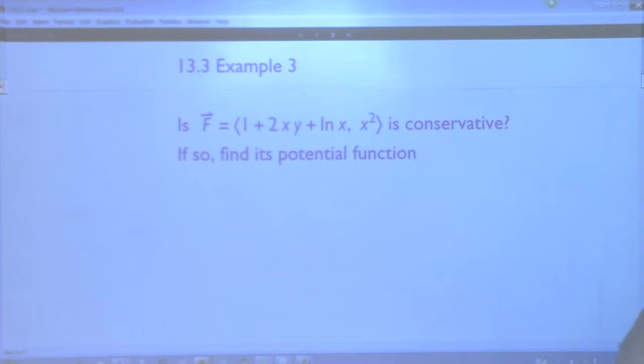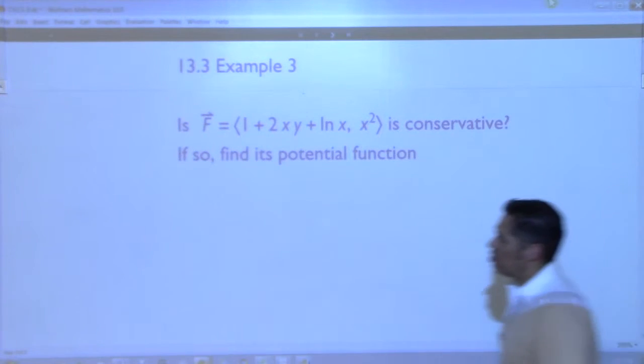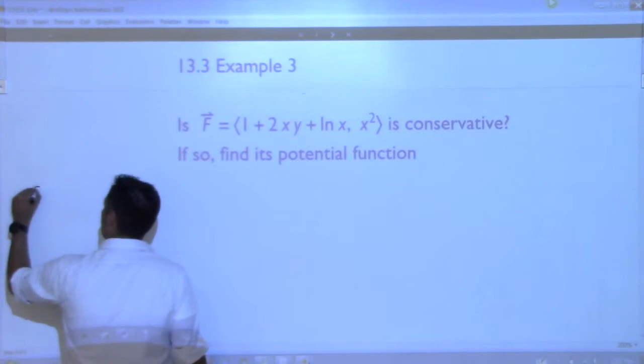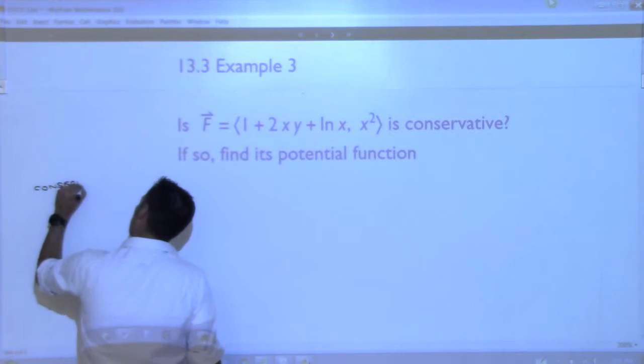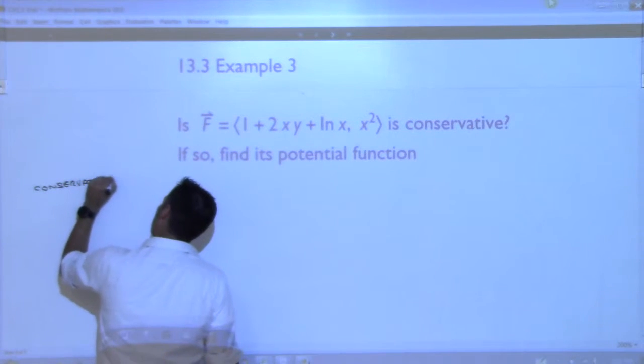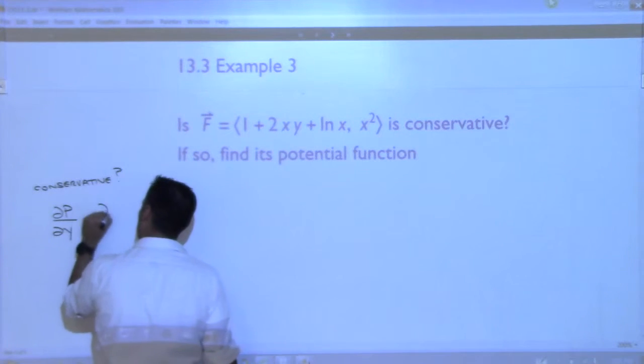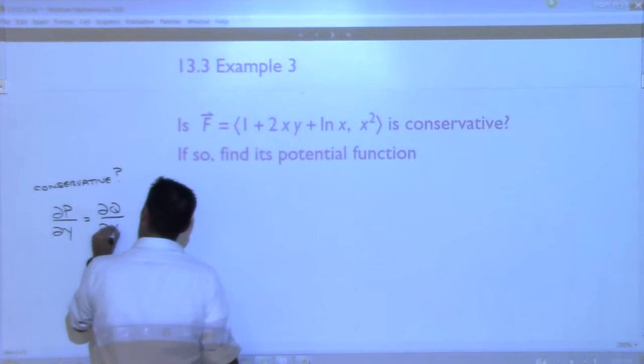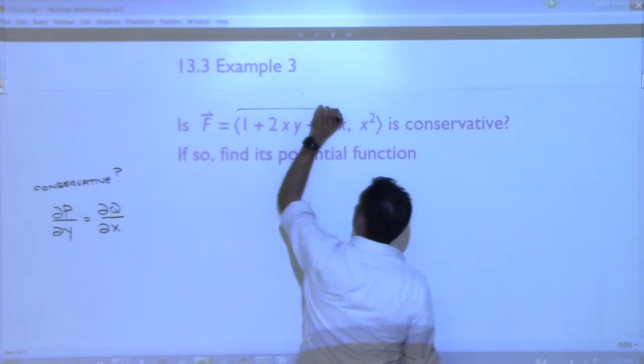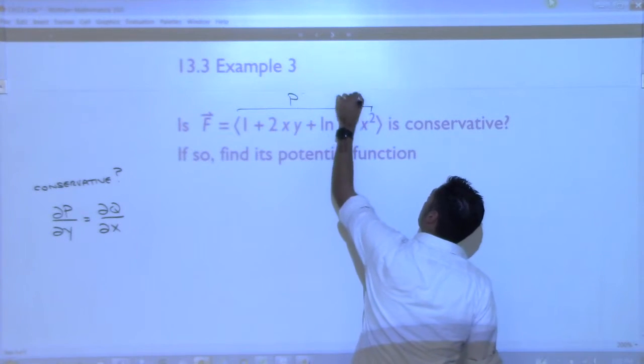Okay, so here's a field, right? First question, is it conservative? Second question, if it is conservative, find its potential function. In other words, find little f then. So first, the check for conservative. Well, I need the partial of p with respect to y to be equal to the partial of q with respect to x. Is that true? So this is p, this is q.